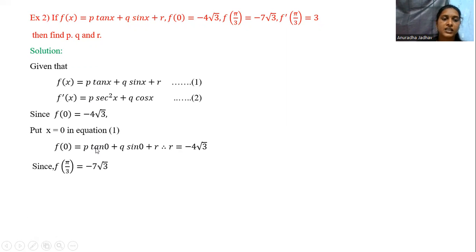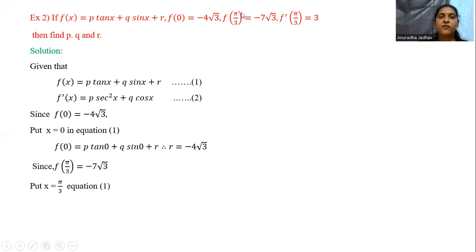Here tan 0 is 0, sin 0 is 0. Therefore, the first and second terms are also 0. It remains only r, but here the value of r is equal to f of 0, and the value of f of 0 is minus 4 root 3. That means that r is equal to minus 4 root 3. It gives the first value: r is equal to minus 4 root 3.